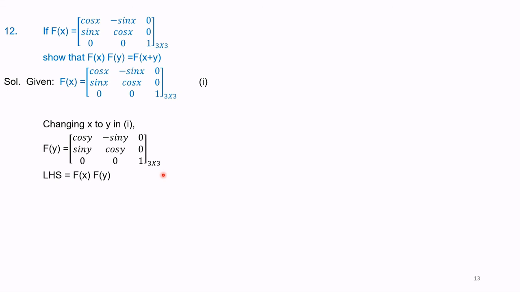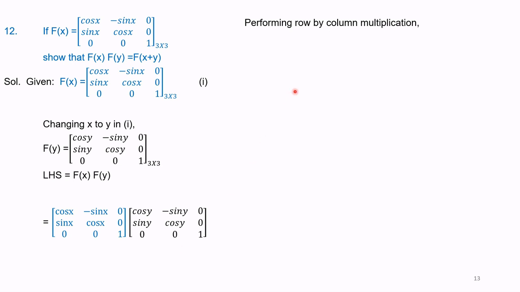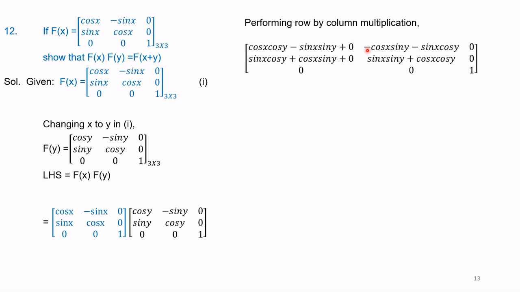Therefore, left hand side now of the question is f(x) into f(y). So we will multiply equation 1 and equation 2. Therefore, we will substitute f(x) and f(y) as it is and move on to the next. Now we perform row by column multiplication. That is matrix to matrix multiplication. So it is simply cos x cos y. Therefore, first row, first column. So we will get cos x cos y minus sin x sin y plus 0. So this minus sin x is due to the second element. Then the next element is minus cos x sin y minus sin x cos y. And the last item is 0. It becomes 0, 0, 1.